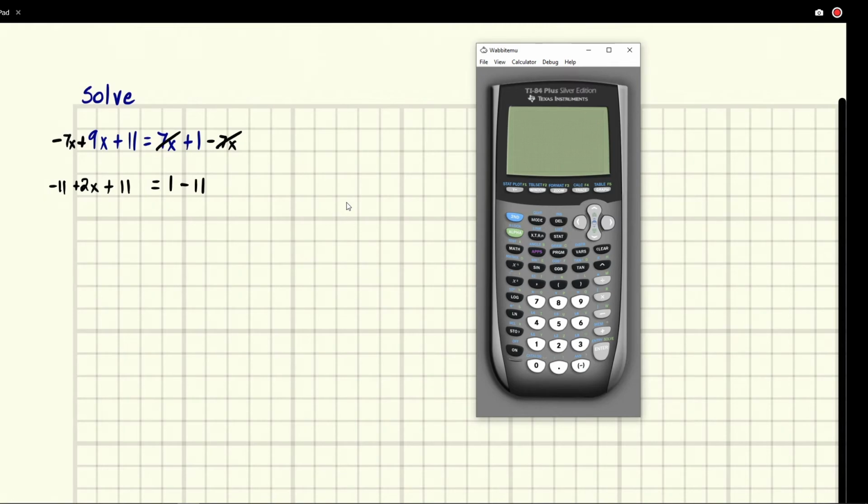And when we do minus 11, these two will combine to make 0. And anything plus 0 is itself. So we're left with just 2x. And then the 1 minus 11, that's just minus 10.